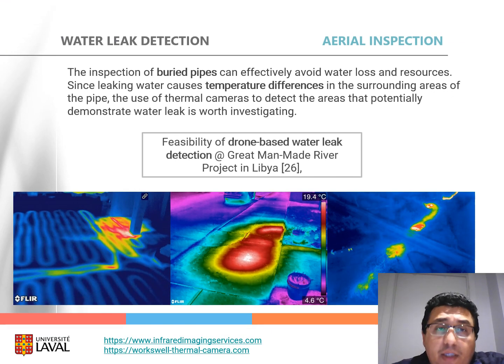Water leak detection. The inspection of buried pipes can effectively avoid water and resource loss. Since leaking water causes temperature differences in the surrounding area of the pipe, the use of thermal cameras to detect the areas that potentially demonstrate water leaks is worth investigating. One study in Libya investigated the feasibility of using drones for detection of water leaks, and the result was significant.